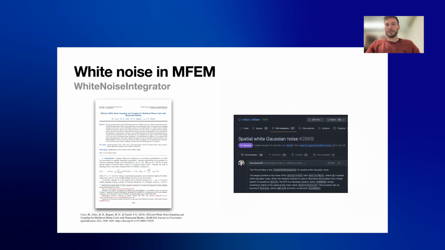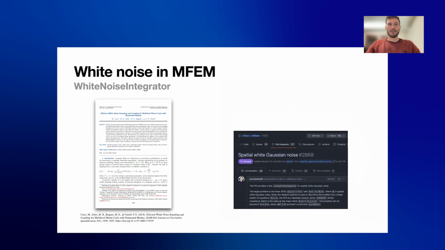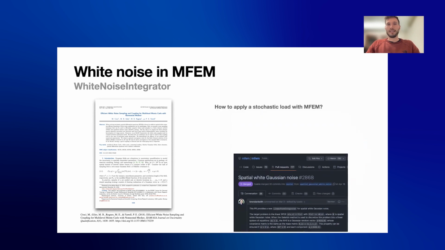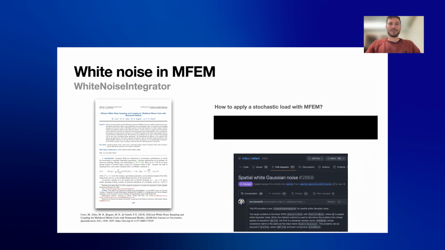While I would recommend you to read the paper because it's really well written and very interesting, all you need to do to get the stochastic right-hand side is the following. The question is how to apply a stochastic load with MFEM, and the answer is super simple. It's 4 lines of code. You start off by creating your linear form. You then get your white Gaussian noise domain LF integrator. You add that domain integrator to the linear form, and then you assemble it. And that's all you need to do to treat that stochastic load. It's very simple. If you had to get a second realization of that right-hand side, you would simply call b.assemble again, and you're done.